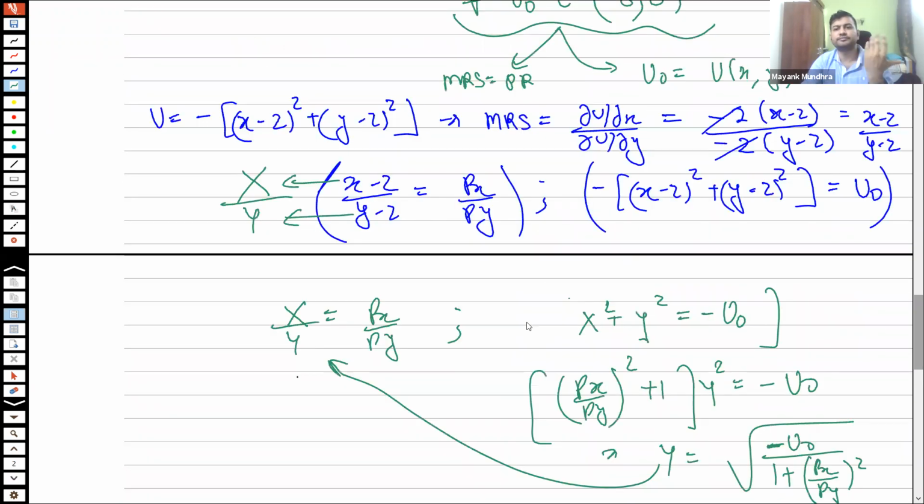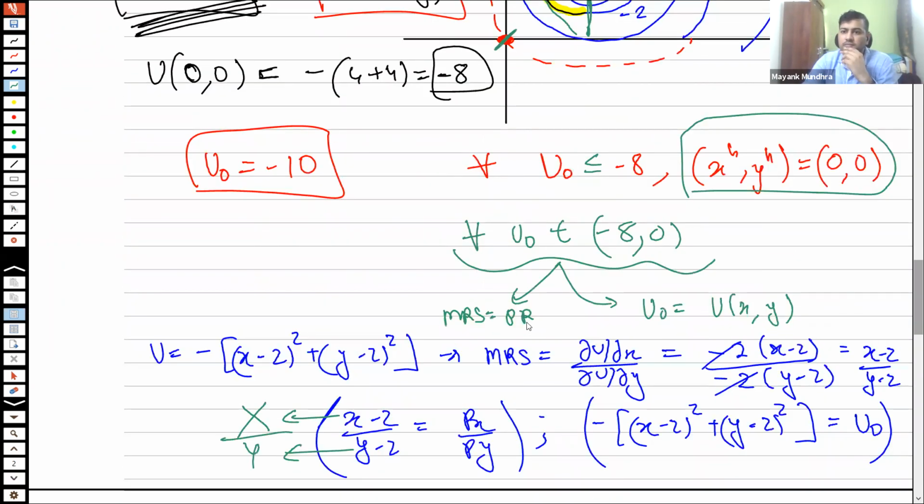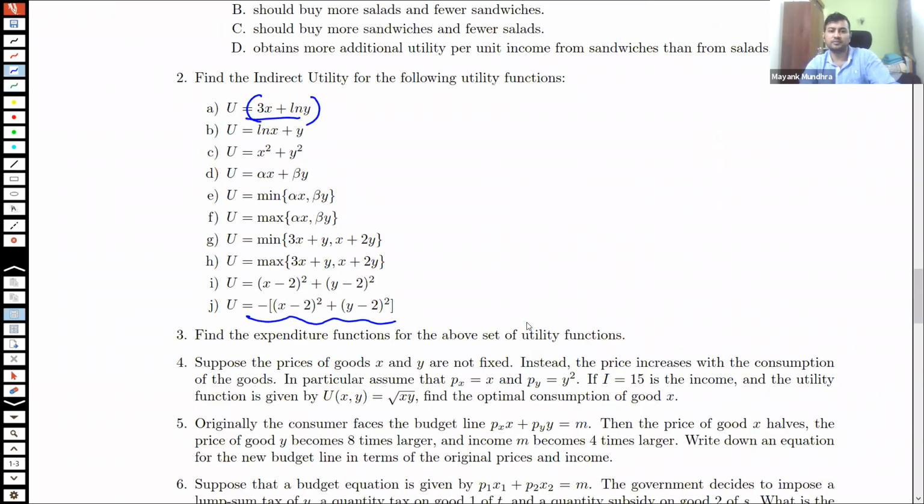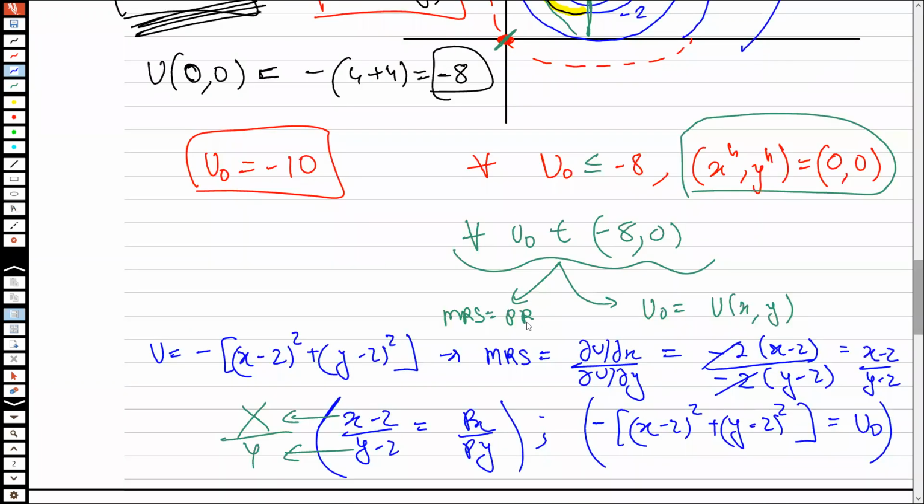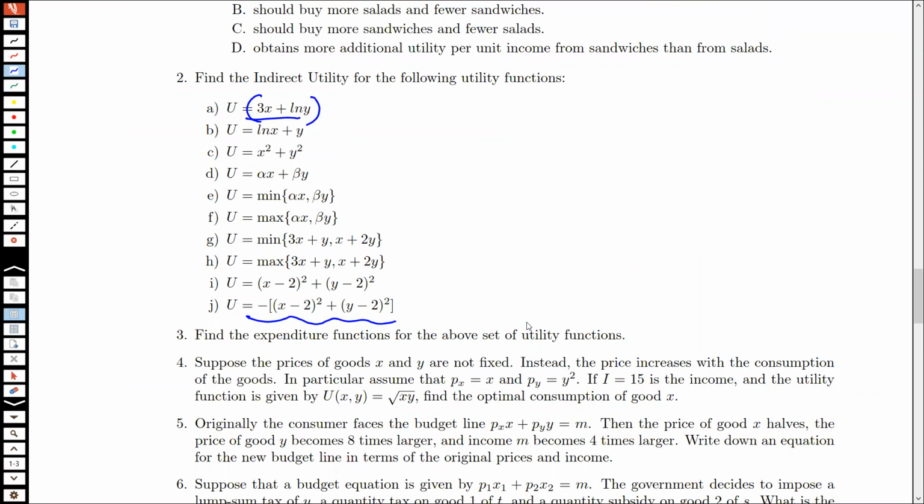All right. Okay, any other doubt from this part? Sir, how do we construct the graph of the indirect utility function? I missed that class, that's why I'm asking. Graph for which particular function? The min of 3x plus y comma x plus 2y.